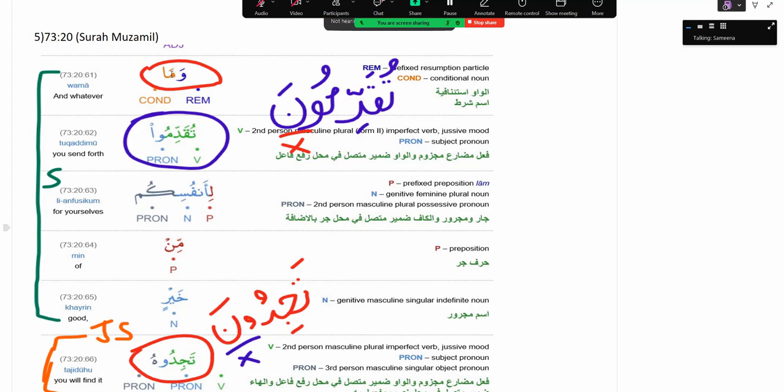You might think, because we have just learned a few lessons, that oh, there is no huruf jazm before it. Why is it becoming majzoom? Now you understand, because there are conditional articles too that make the mudari majzoom. So here we have the conditional article ma, which makes multiple mudari after it majzoom.